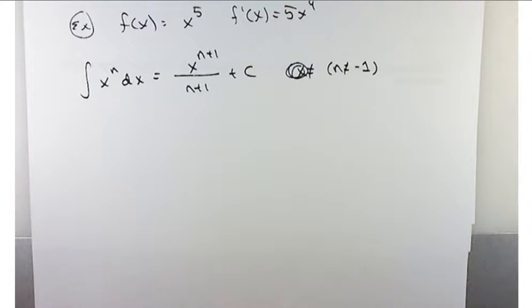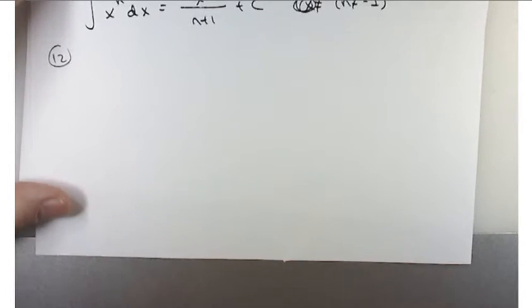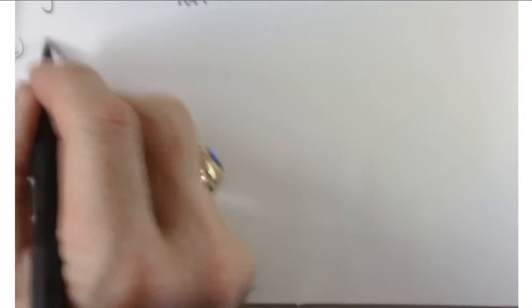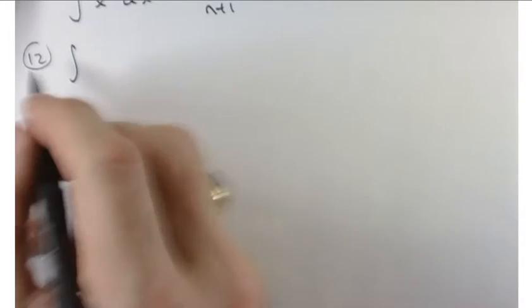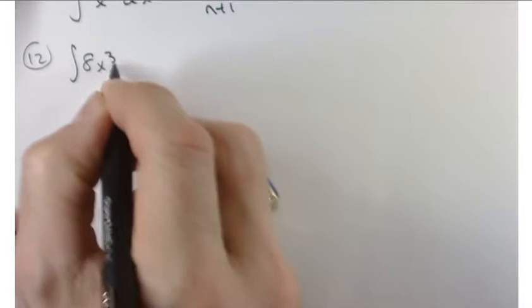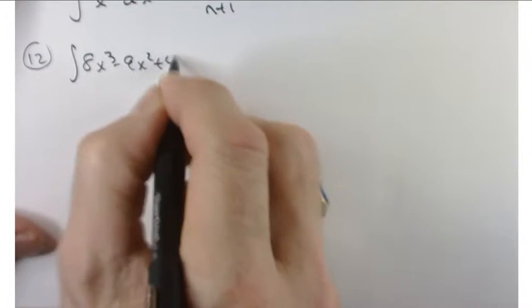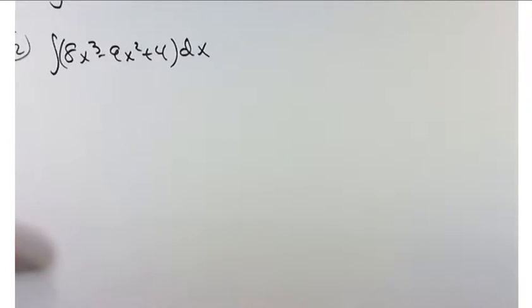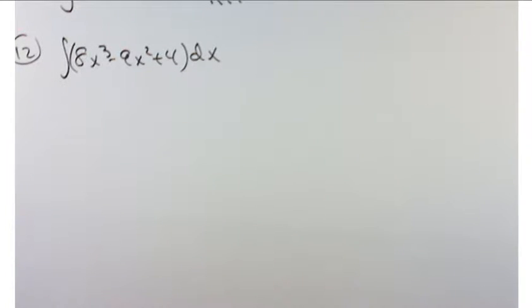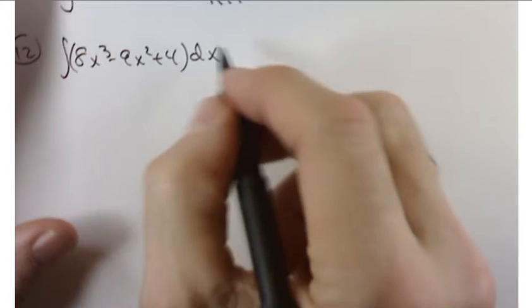Okay, problem number 12 here. The integral of 8x cubed minus 9x squared plus 4 dx. Please get in the habit of including that dx there. It's just something I want you to do. Most of the time, you can understand what's going on and it's not going to make a difference, but there are some cases where it does make a difference.